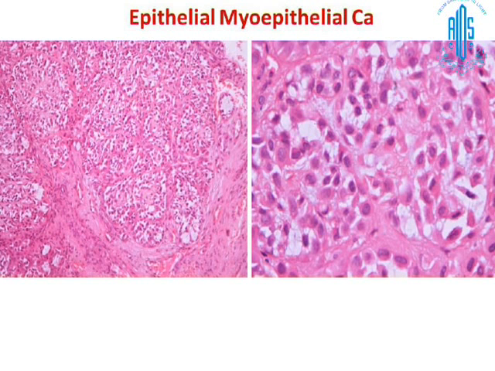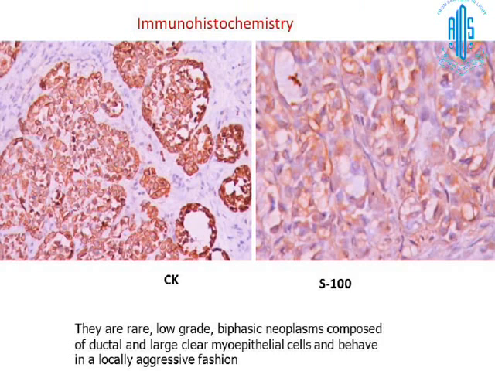Epithelial myoepithelial carcinoma is a very rare tumor in the orbit. These are biphasic tumors. You can see, this is the low power picture showing glandular elements as well as these large myoepithelial cells. You resort to immunohistochemistry. The glandular elements stain for cytokeratin, and the S100 stains the large myoepithelial cells. They behave in a locally aggressive fashion, a rare orbital tumor.